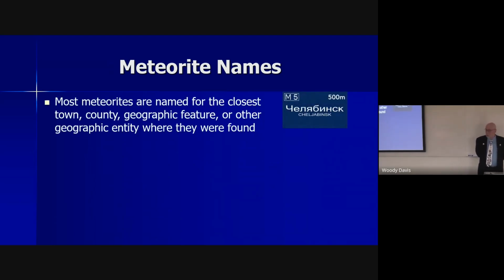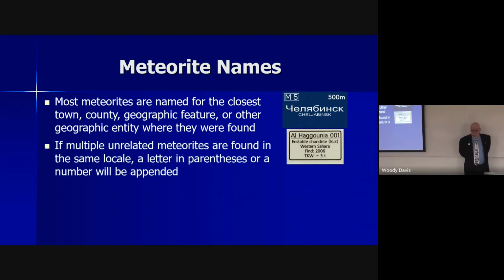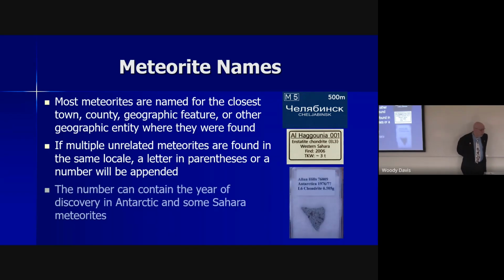Most meteorites are named by the closest geographic entity to where they were found. So it could be a town, county, or a geographic feature. And if there are multiple unrelated meteorites found in the same locale, then usually you'll see a number or a letter in parentheses or some other designation appended to the name. And the number can contain the year of discovery in certain Sahara meteorites and in most Antarctic meteorites.